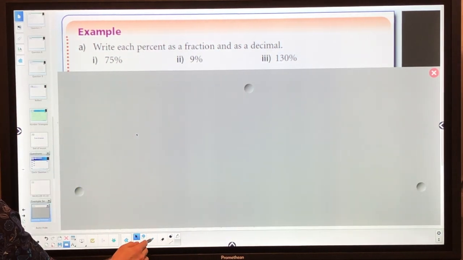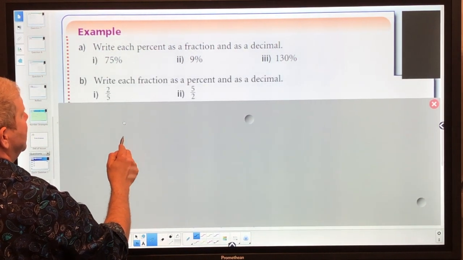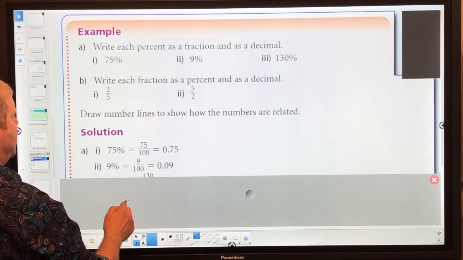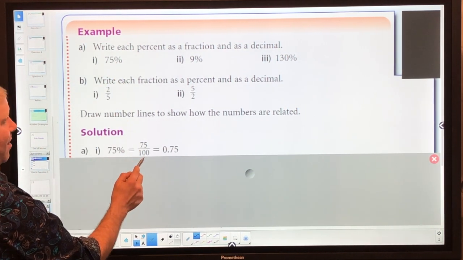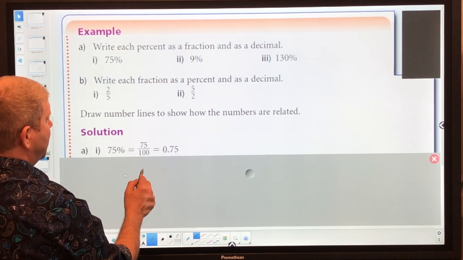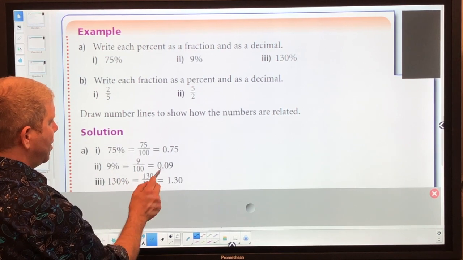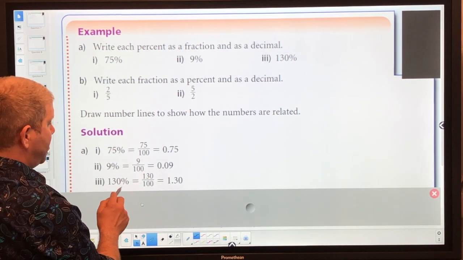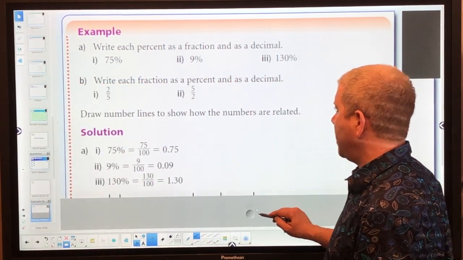And finally, our last example here, we're going to go to our solution page. Write each percent as a fraction and as a decimal. So I believe it starts with 75%. Let's see, here's our solution. So 75% equals 75 over 100, which equals 0.75. We know that 9% equals 9 over 100, or 0.09. 130% is 130 over 100, which is equal to 1.3.